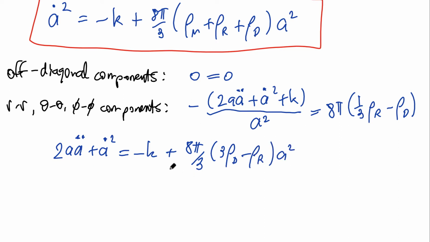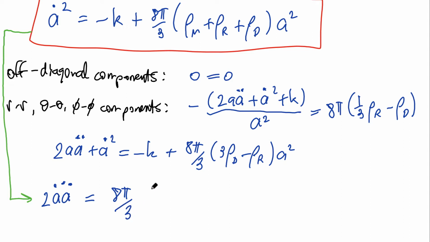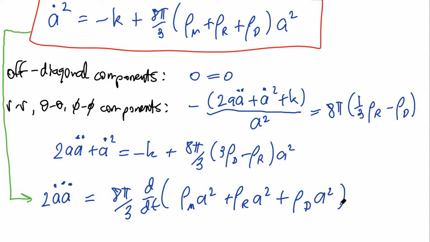Now it turns out that this equation is not independent from this equation. In fact, we can use this equation to derive this equation. And let me sketch that derivation. We'll take this equation and first differentiate with respect to time t, the t coordinate. We have 2a dot a double dot equals, the derivative of k is of course 0, then we have plus 8 pi over 3 times the derivative with respect to t of rho m times a squared plus rho r times a squared plus rho d times a squared.